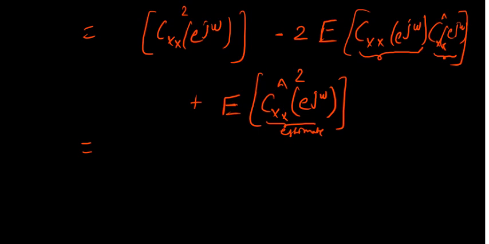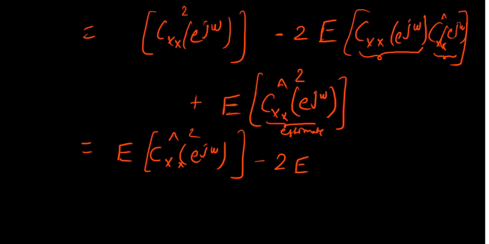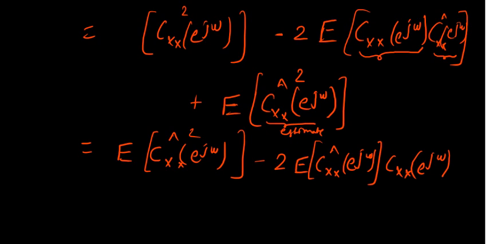So let's just rearrange the terms. I am writing the last term first. So I am writing the expectation of Ĉxx(e^{jω}) squared, minus twice Cxx(e^{jω}) times the expectation of just the Ĉxx(e^{jω}), taking Cxx outside, and at the end the last term, which is nothing but simply Cxx(e^{jω}) whole squared. I just rearranged the terms.